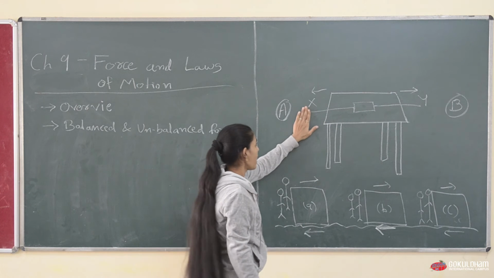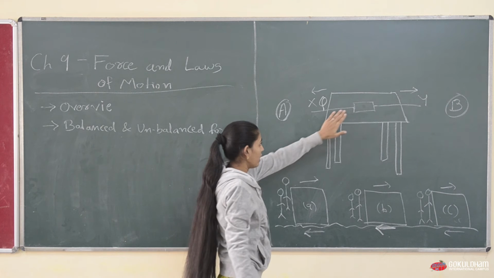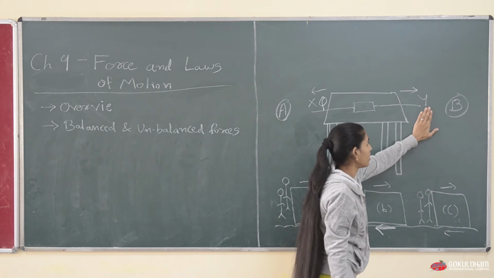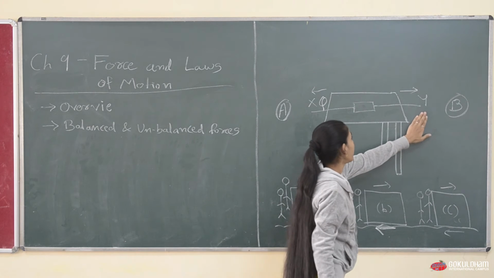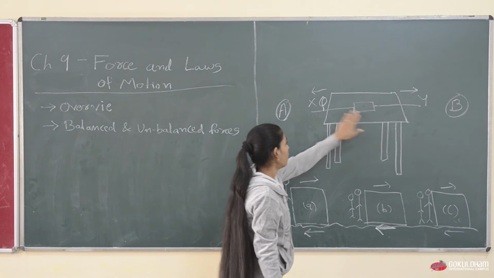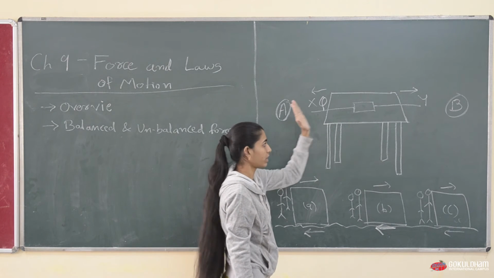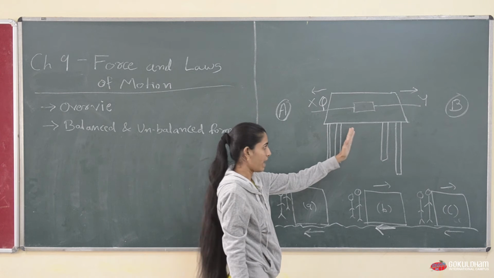But when X increases force, suppose X and Q, two persons are pulling this string and there is only one person here, so the force of this side will be more than this side and hence the object will move to the left side. So whenever the force of any one side is more than the other side, the object will move, and this is the unbalanced force.